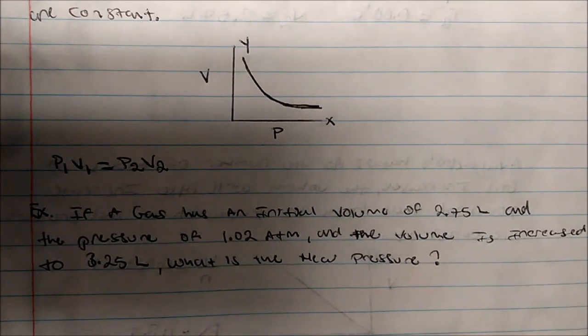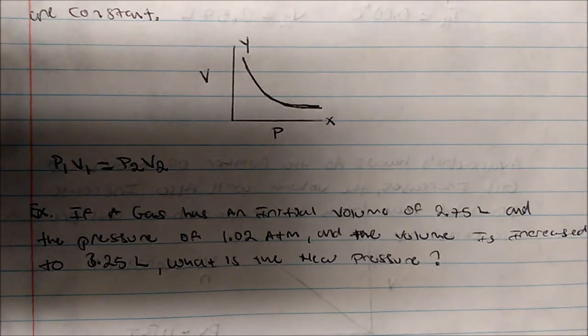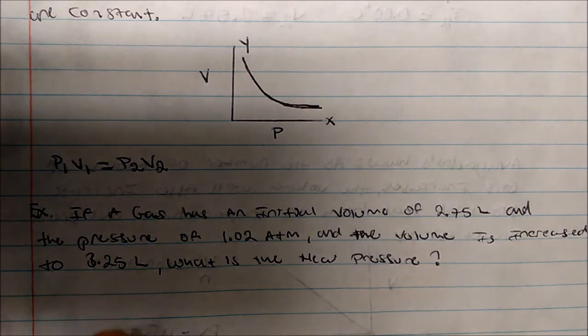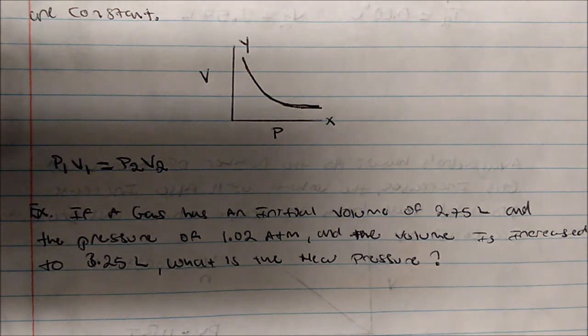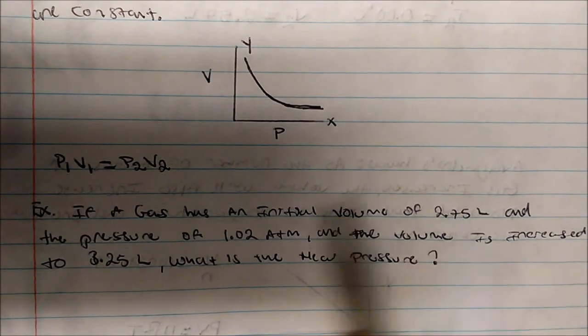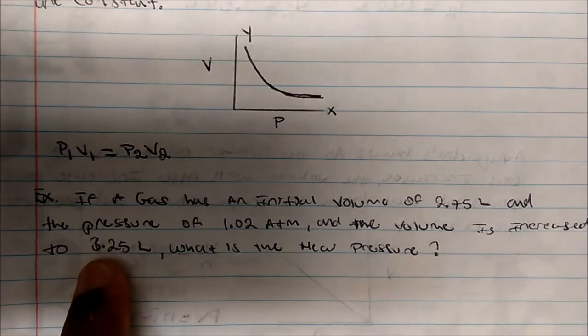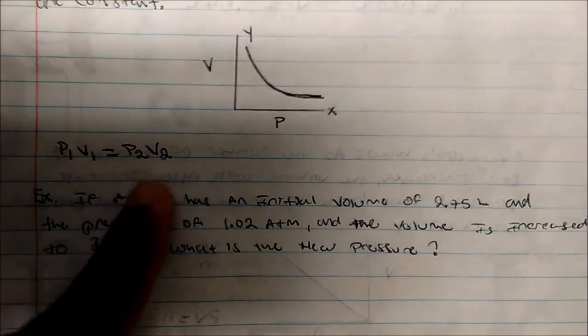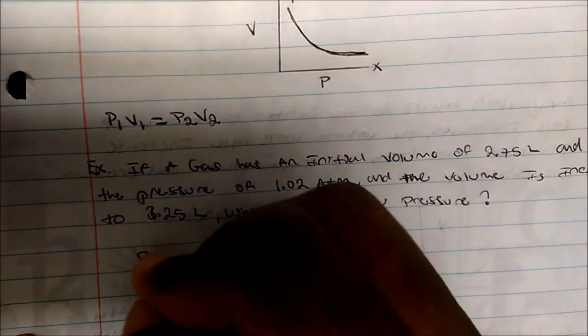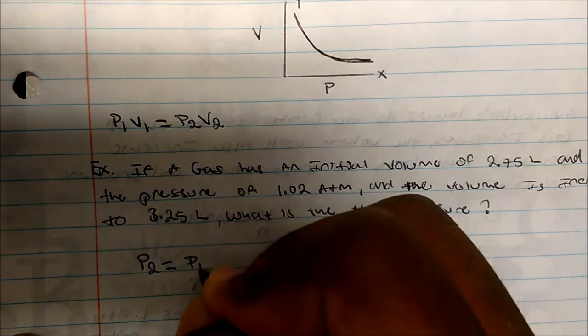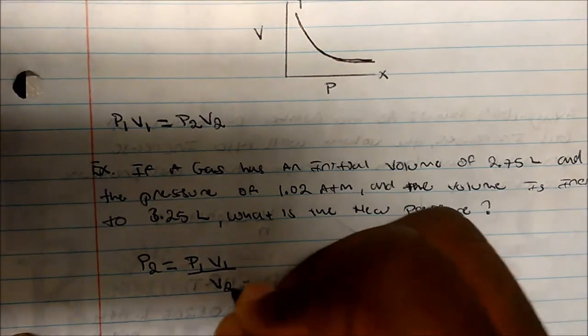So what if we have this problem here? It says if a gas has an initial volume of 2.75 liters and a pressure of 1.02 atm, and the volume is increased to 3.25 liters, what is the new pressure? Essentially, I'm given V1, P1, and V2, so the only thing left to solve for is P2. If I rearrange this formula, P2 is equal to P1 times V1 divided by V2.